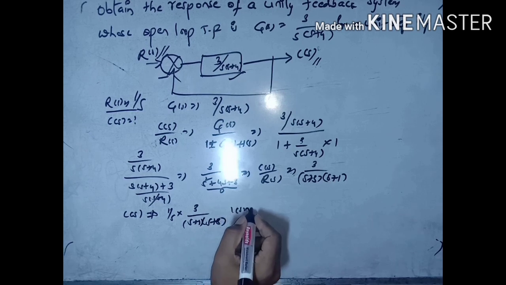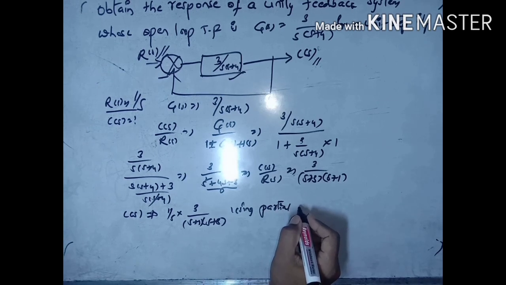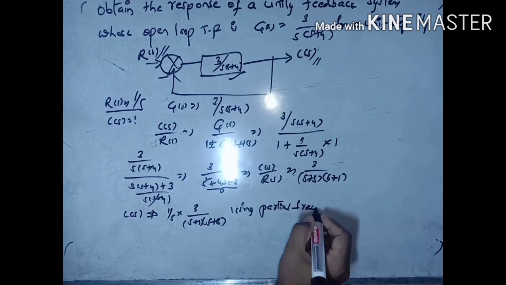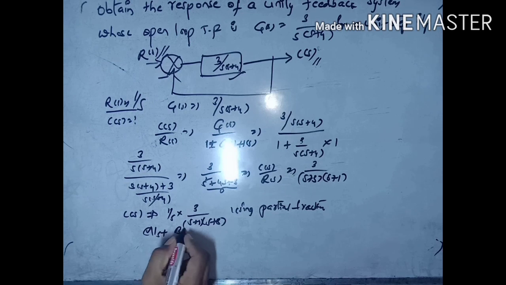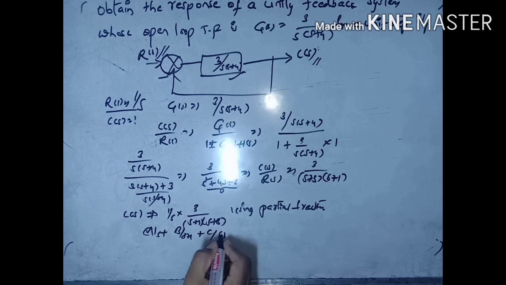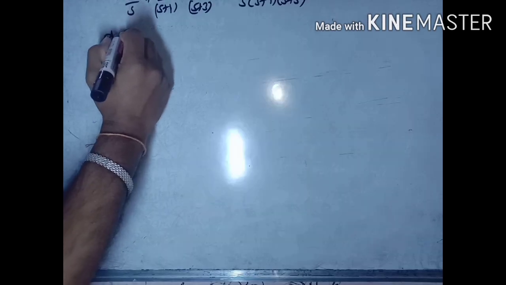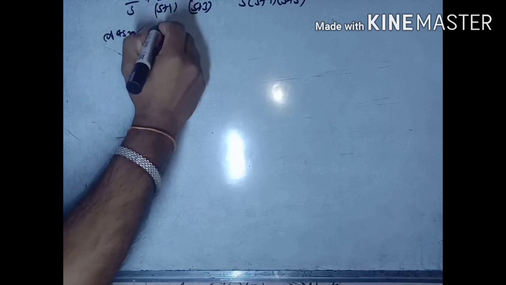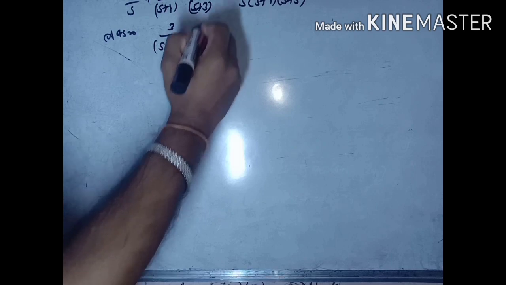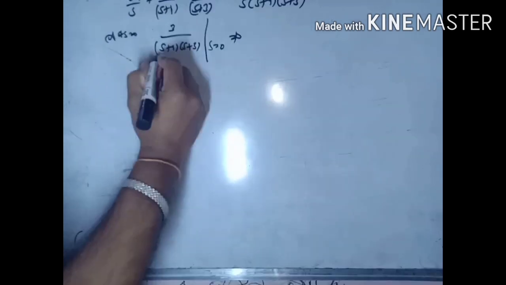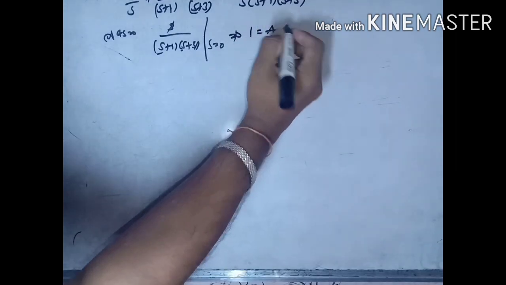So now using partial fractions. Always in Laplace transform, while solving problems, we should definitely use partial fractions for the solutions. Using partial fractions we can divide this into A/s + B/(s+1) + C/(s+3). Now we have to calculate the A, B and C values. A at s = 0: 3/((s+1)(s+3)) at s = 0. We will get 3/3 equals 1. So A equals 1.